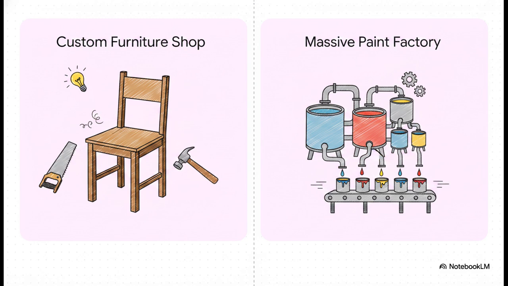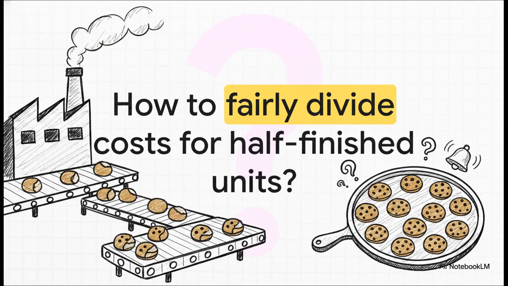Now, on the flip side, we have process costing. Think of a massive paint factory. Costs build up by department over a specific time period, rather than by a specific batch. To value the inventory flowing through a setup like this, we have to use either a FIFO or a weighted average flow assumption. Now here is an absolutely classic factory dilemma when it comes to process costing. How in the world do we fairly divide our total process costs between the units that are completely finished and the partially complete units that are still sitting out there in work in process?